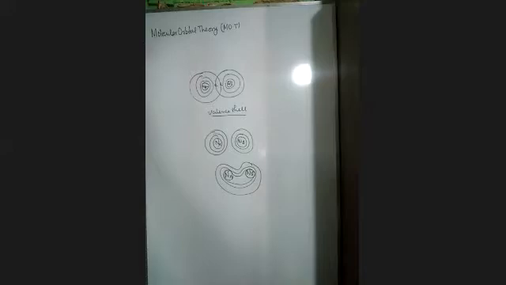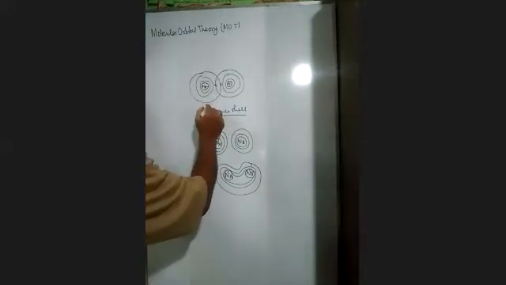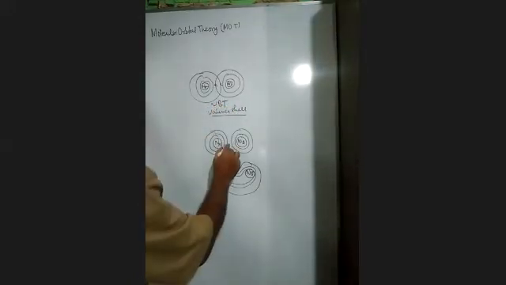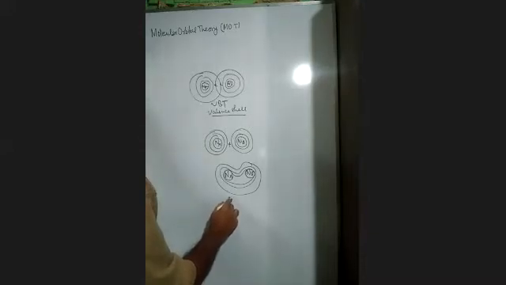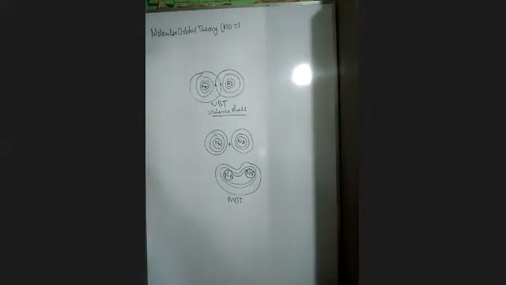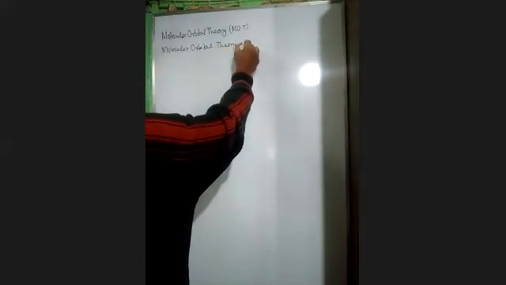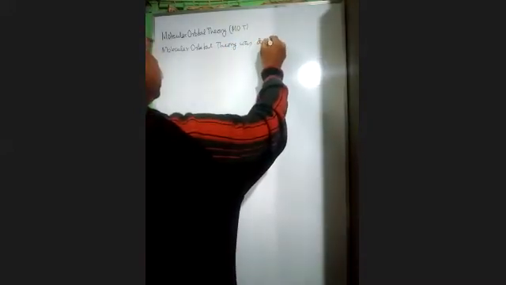You have to draw it. This is valence bond theory, and this is the molecular orbital theory. No, it's a neater formula.